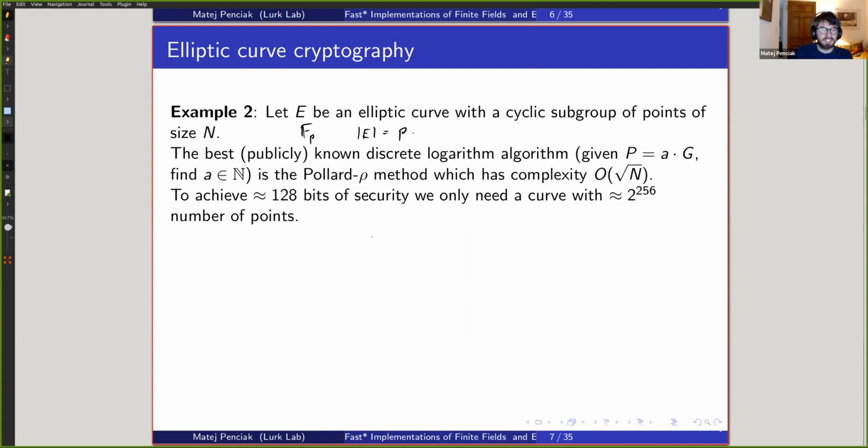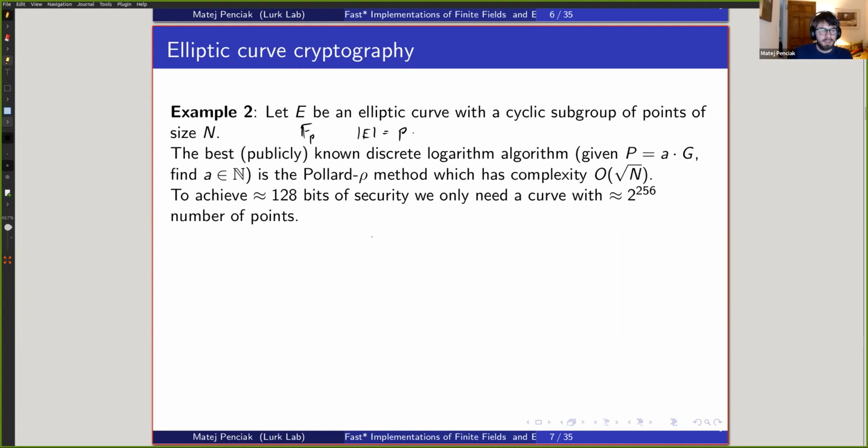So for example, if your elliptic curve is defined over a finite field which has small characteristic but a very large degree, then there are some things that you can do. Or for example, if your cyclic subgroup has large cofactor in your elliptic curve, there are some attacks. But for generic elliptic curves, the best known algorithm is the Pollard rho method, and it has complexity O of square root of n.